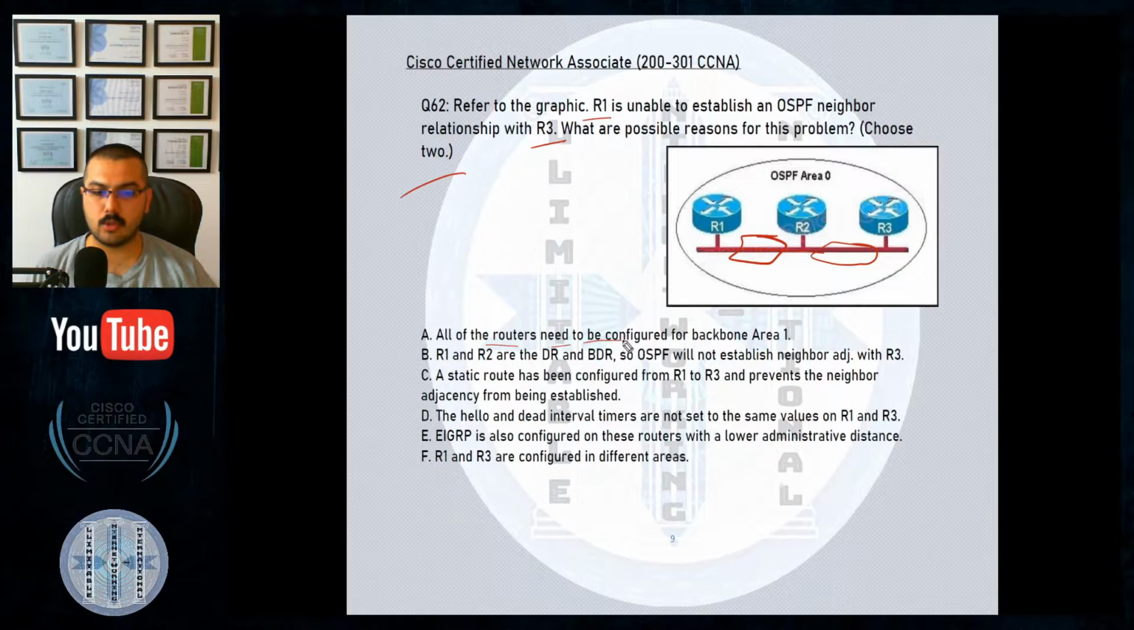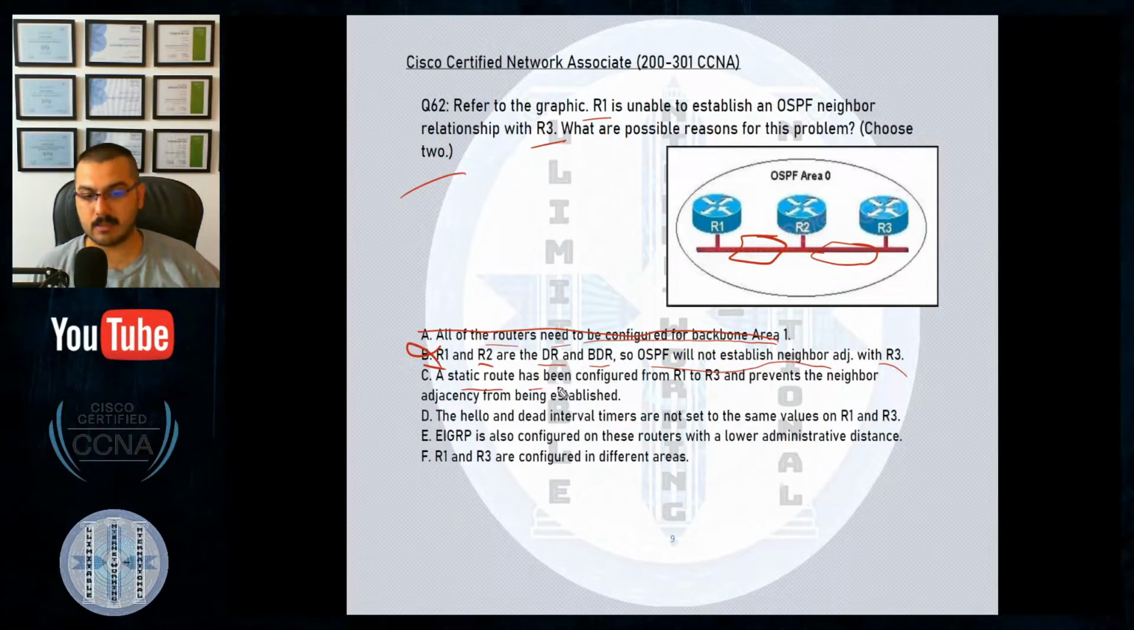All of the routers need to be configured for backbone area 1. If all of the routers were in area 1, I'm sorry, backbone area 1, there is nothing called backbone area 1. Backbone will always be area 0. R1 and R2 are a DR and a BDR, so OSPF will not establish with R3. No, unlike that, whenever there is a DR and a BDR, they will definitely establish full adjacency with all the other routers. Okay, so this is nonsense.